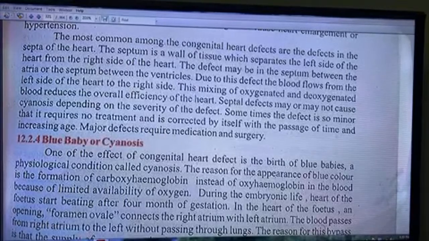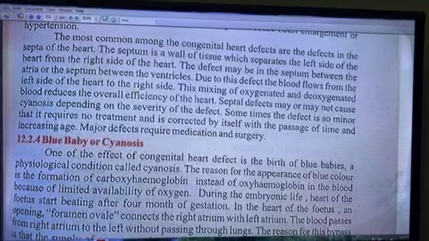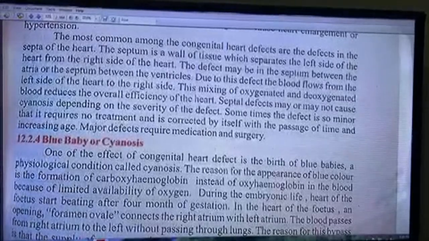Sometimes the defect is so minor that it requires no treatment and is corrected by itself with the passage of time and increasing age. Major defects require medication and surgery.